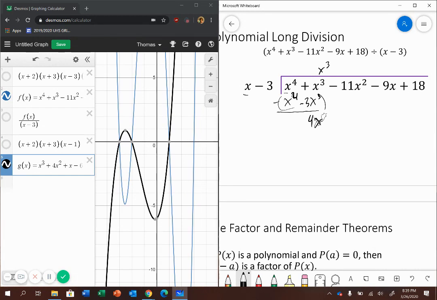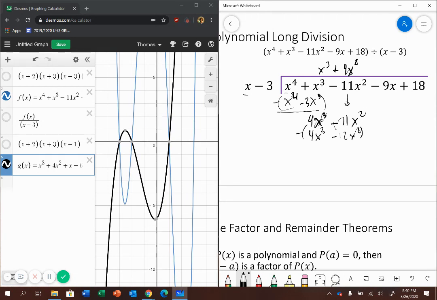Then x goes into 4x cubed. I forgot, see, I make mistakes all the time. We're going to bring that negative 11x squared down. Then how many times does x go into 4x cubed? It goes in 4x squared times, positive. 4x squared times x is 4x cubed. 4x squared times negative 3 is negative 12x squared.